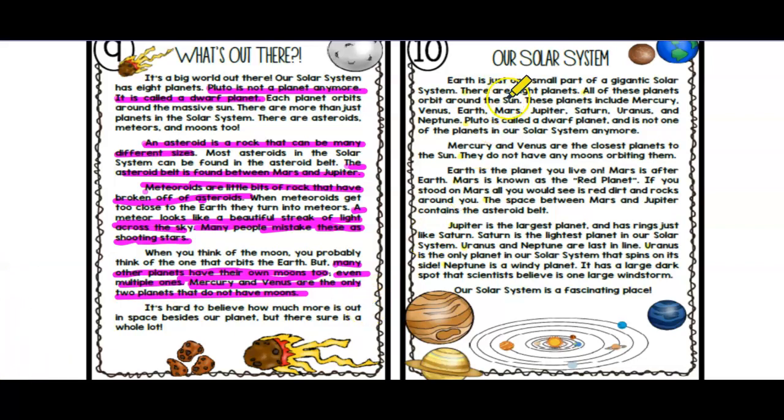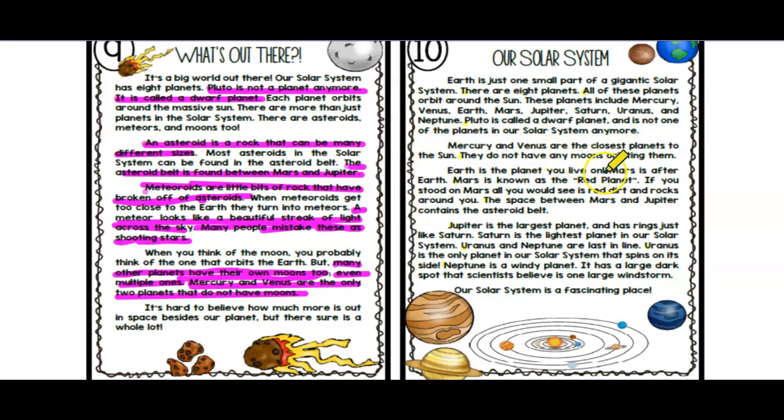Now let's read the passage together, boys and girls, and highlight some of the key details together. Our solar system. Earth is just one small part of a gigantic solar system. There are 8 planets. All of these planets orbit around the sun. These planets include Mercury, Venus, Earth, Mars, Jupiter, Saturn, Uranus, and Neptune. Pluto is called a dwarf planet and is not one of the planets in our solar system anymore.